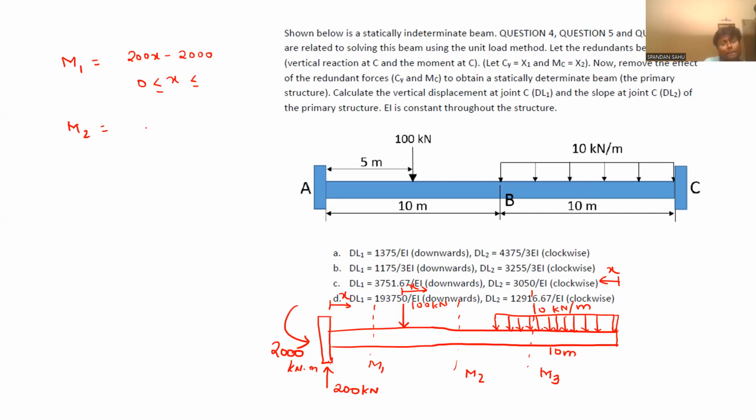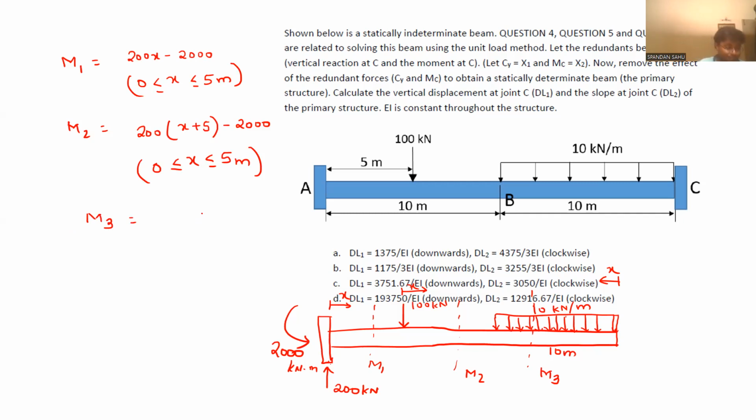Now tell me M2. 5 to 10. No, tell me the equation also. It is from 5 to 10, but I am not interested in 5 to 10. 0 to 5. You got it? Yes, sir. These mistakes should not be repeated. My bad.